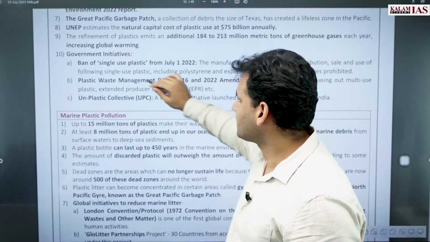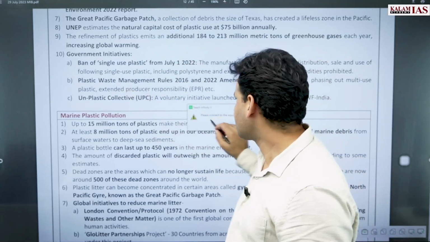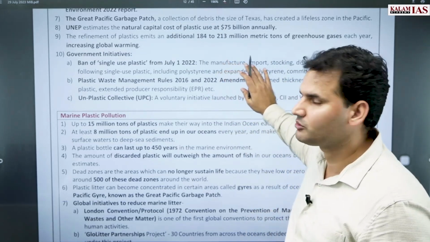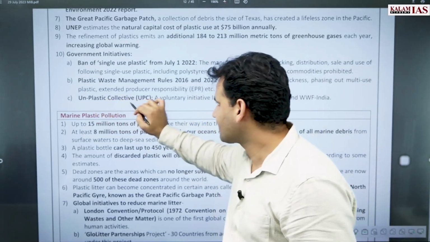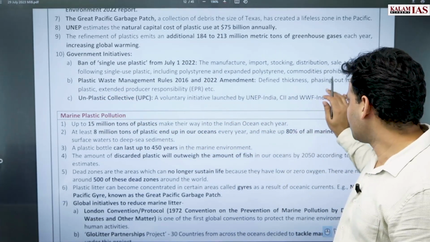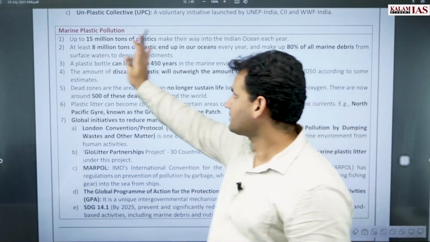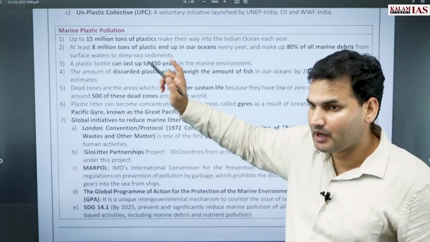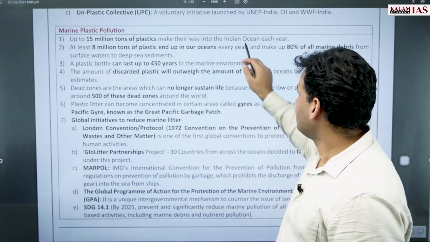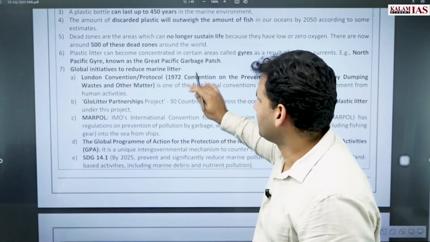Now what are the government initiatives? So ban of single use plastics from July 2022. Plastic waste management rules 2016 and 2022 amendment was there. Also Unplastic Collective, it is an initiative of UNEP India, CII and WWF Indian branch. Marine plastic pollution we have already touched upon, but you should remember that up to 15 million tons of plastic get into the Indian Ocean every year, and we have dead zones and everything.